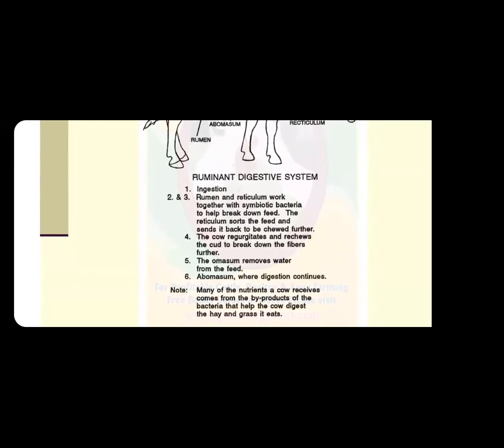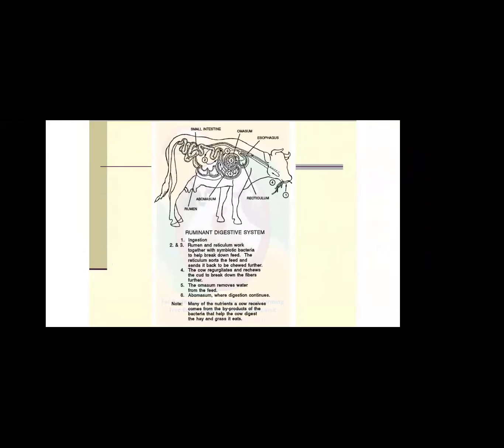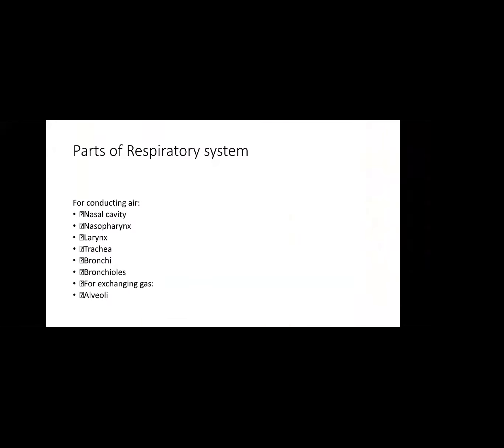So note, many of the nutrients a cow receives come from byproducts of the bacteria that help the cow digest the hay and the grass it eats. I'm sure I talked about this process in detail when we talked about nutrition, so I won't repeat myself regarding this point. But you can feel free to ask in the session after this session is done if you need clarification on it.